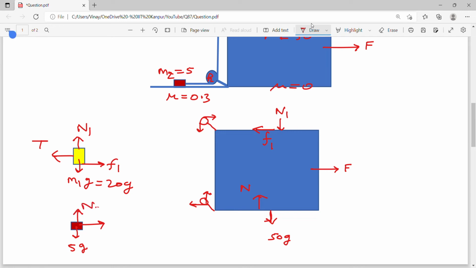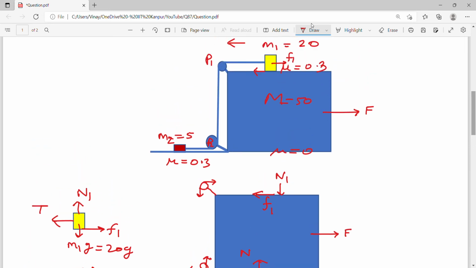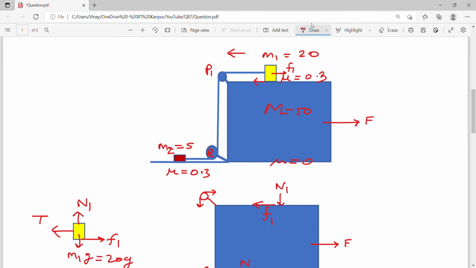Friction is what? F2. Wait, that is tension, right? So this is tension. Friction: this mass will move towards the right, so the friction force is going to act towards left, and that is F2. Firstly, you have to understand whether there is static friction acting or dynamic friction. So let's just calculate them.